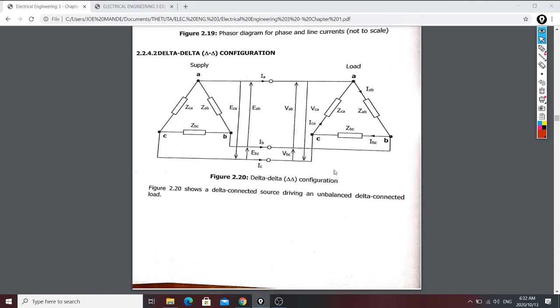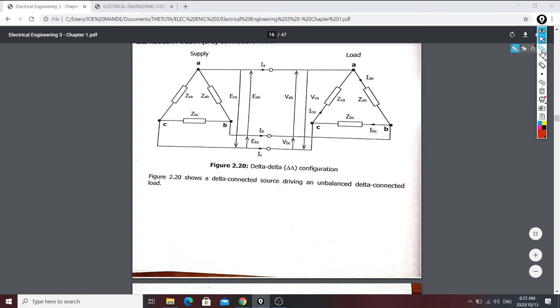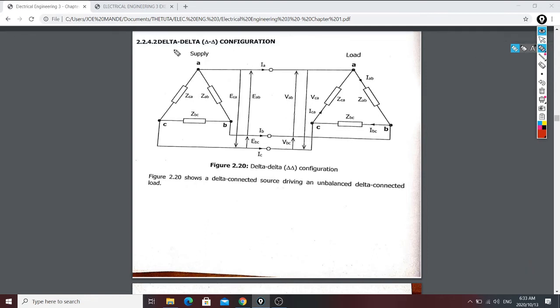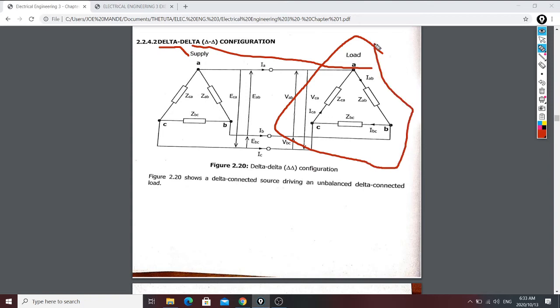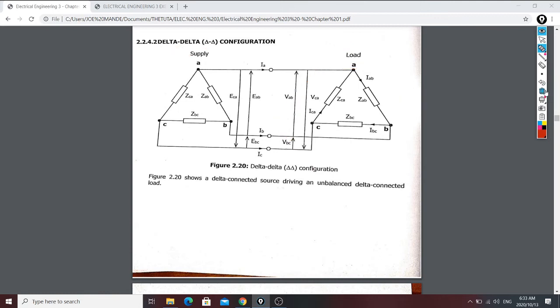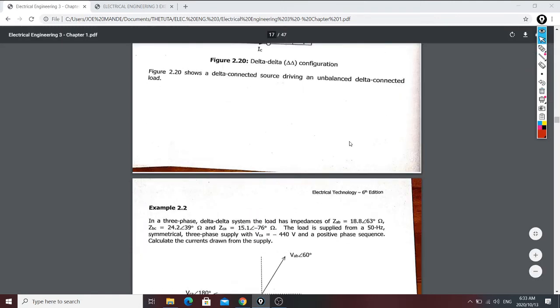And then we're gonna have a look at the delta-delta configuration. What we mean by delta-delta is that our supplier is a delta, and then our load will be a delta as well. So can you see that? But as we are more focused on the load, and we have explained already how to deal with our loads, the first thing that we always do is to draw our phase sequence.